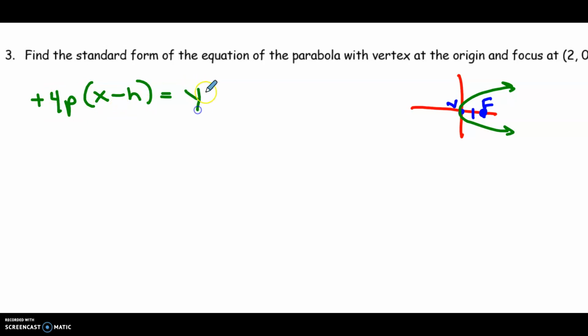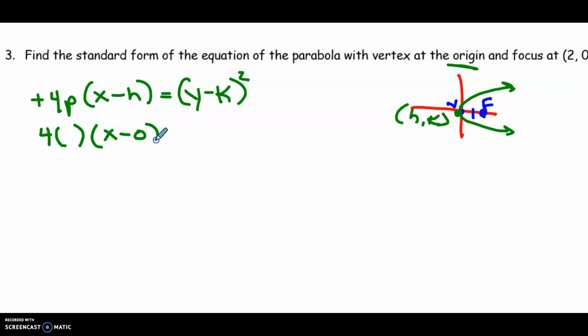And then you've got (y minus k) squared, where (h, k) is still my vertex. So my vertex, that he said, was the origin. So I can right away go, okay, well, I've got to figure out what p is.